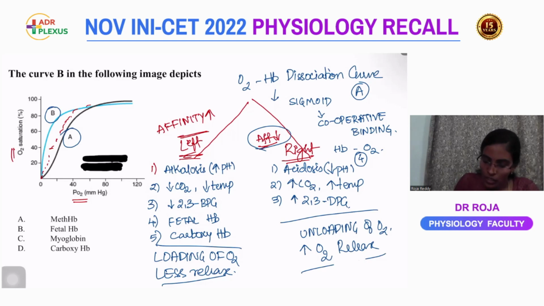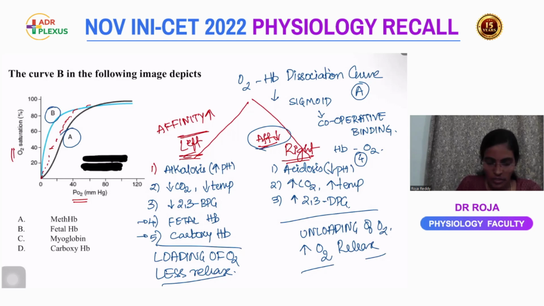Now, what is the reason for carboxyhemoglobin causing the shift of the curve to the left, or increased affinity? Carbon monoxide itself has a greater affinity for hemoglobin than oxygen. Since it has a greater affinity to hemoglobin than oxygen, the carbon monoxide binds with hemoglobin.